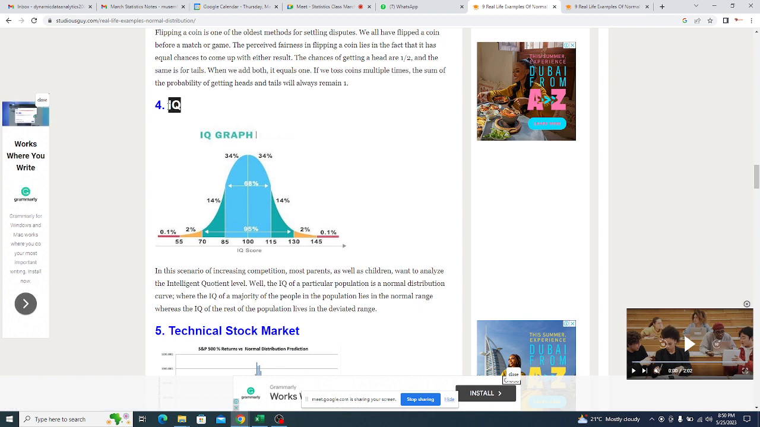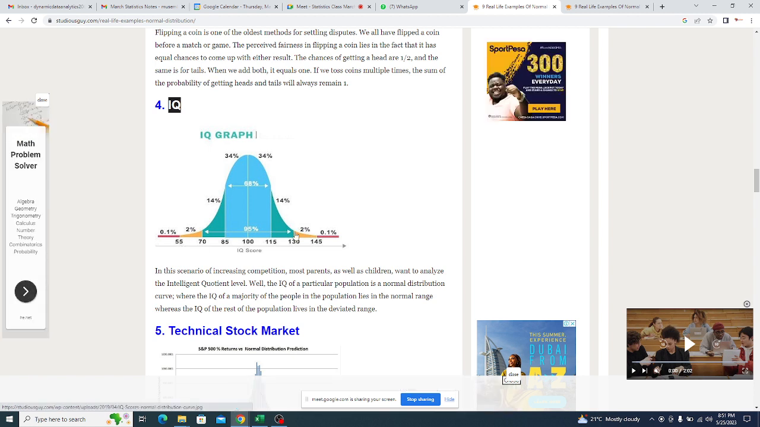But this can be a very good example of normal distribution, like the IQ of a person. Like we know, people with the lowest IQ, we can say they have an IQ of 55. So we can have IQ values ranging between what?